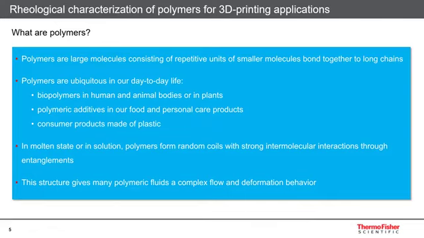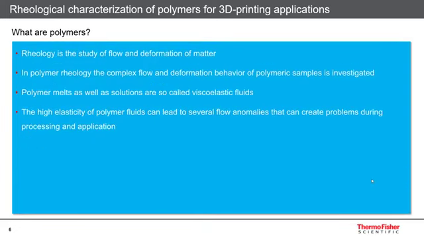When polymers are in a molten state or dissolved in a liquid, they form random coil-like shapes and build very strong intermolecular interactions through entanglements. This three-dimensional network gives many polymer-based liquids and semisolids a quite complex flow and deformation behavior. And the characterization and investigation of this complex behavior can be carried out by means of rheological measurements. Rheology is the study of flow and deformation of matter, and that includes, of course, also all polymer-based materials. Polymer melts are so-called viscoelastic fluids that show both viscous as well as elastic properties.